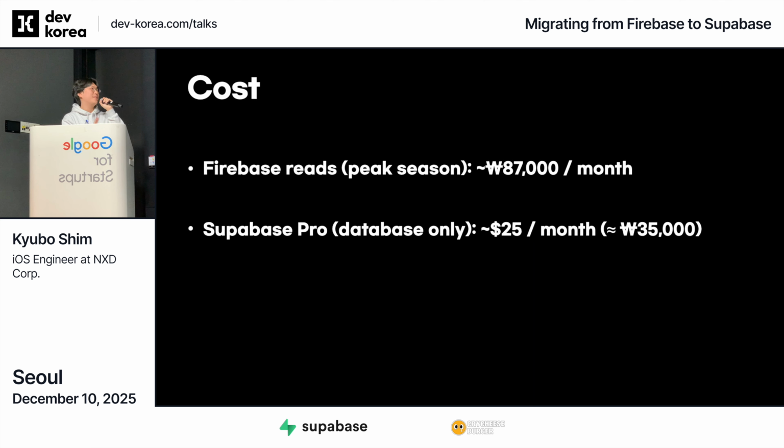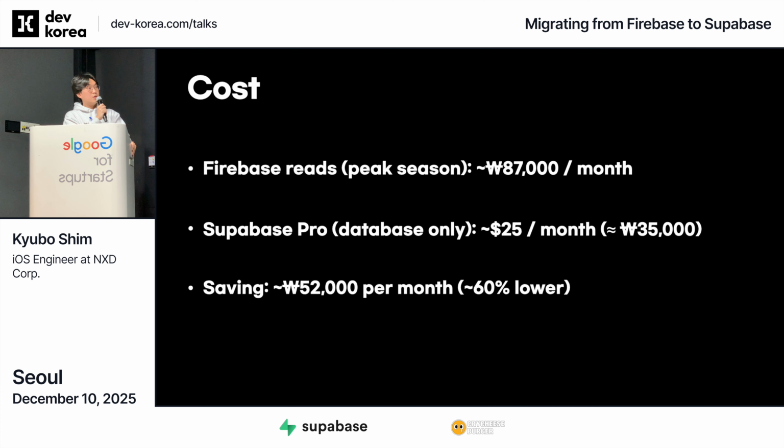Some people ask why you're not just using the free tier. The free tier handles everything, but in our case, the egress does matter. I think the free tier only handles 5 gigs of egress, but in our case we have more than 20 to 30 gigabytes of egress. So that's why we chose the Pro tier. And it's saving 52,000 won per month, about 60% lower. Because of this one reason, I think it's worth using Supabase.